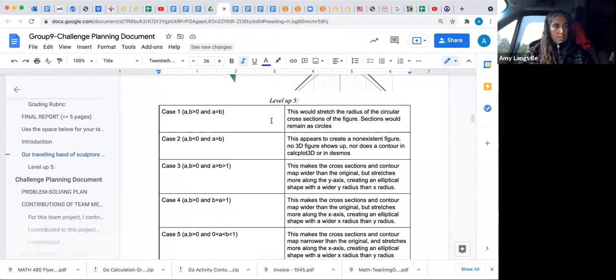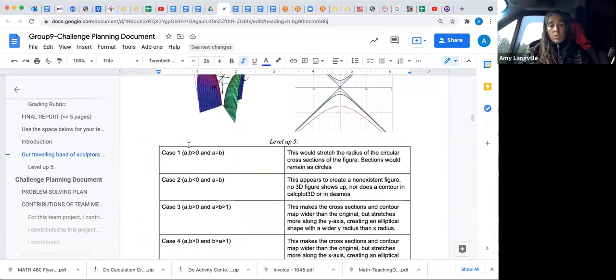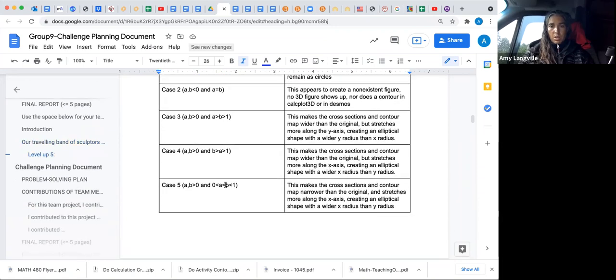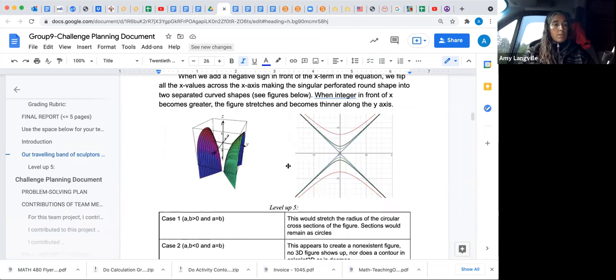Group 9, this was Jake, Chris, and Trip. They did all the level ups 2 through 5, and they made a nice summary table at the end of how the function equals a ln of a x squared plus b y squared changes, what happens in each of these cases. And we had some summaries with some excellent images.